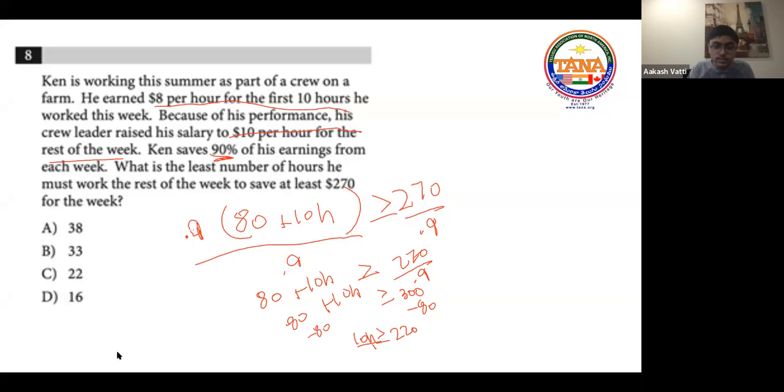One second, I'm going to move this. Ooh, what happened there?